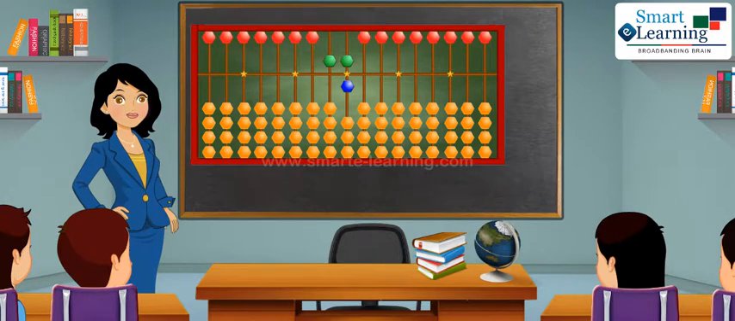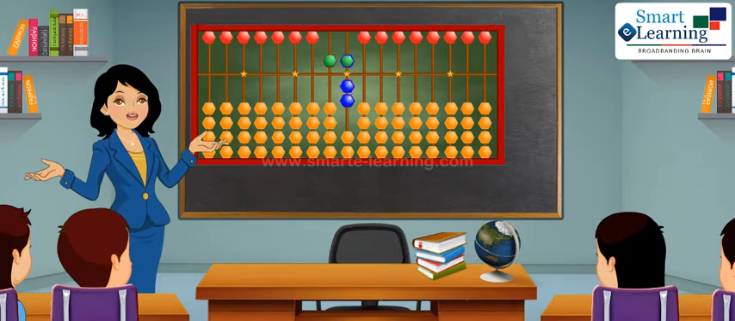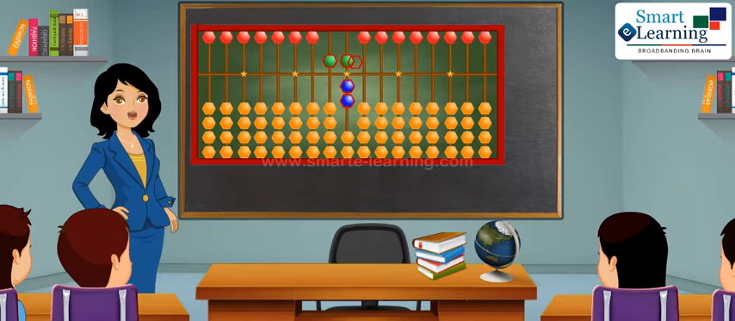To show number 57, 1 heaven bead of tens place will remain as it is, and 1 heaven bead and 2 earthen beads on ones place will touch the skyline to show 7 on ones place. This is number 57.